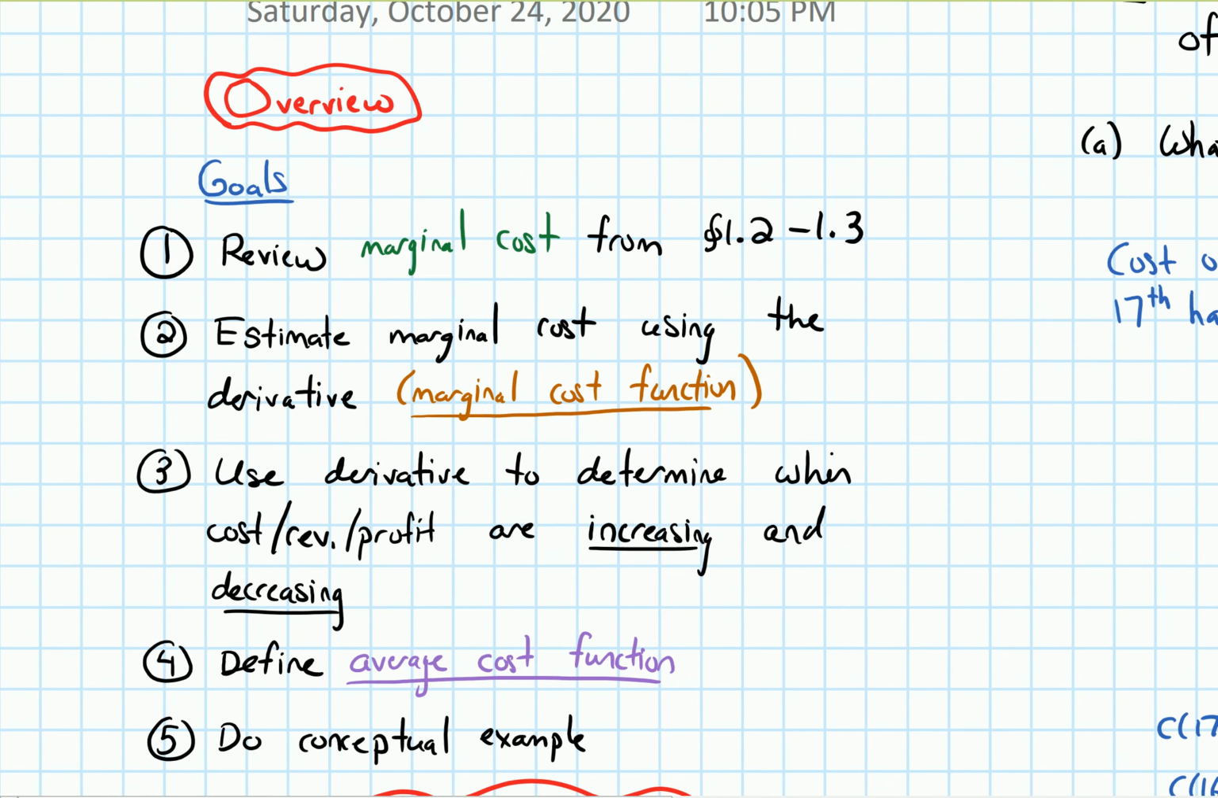All right, in terms of our goals, we have done our first 2 goals. We've reviewed marginal cost from sections 1.2 and 1.3 at the beginning of this video. And then we used those ideas to talk about how we can estimate the marginal cost using the derivative. And we introduced what's called the marginal cost function. It turns out we can use that same idea of using the derivative and using tangent lines if we want to estimate the marginal revenue or estimate the marginal profit. And I'll begin my next video by talking about that briefly, but I'll spend most of the video talking about how we can use the derivative to determine when things like cost, revenue, or profit, when our functions are increasing and when they're decreasing using the derivative.